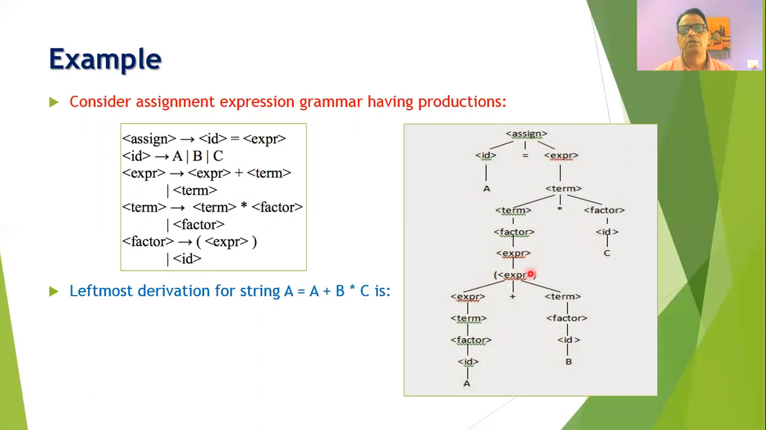Then the expression can be further replaced by expression plus term, where expression can be replaced by term, term can be replaced by factor, factor can be replaced by ID, ID can be replaced by a. Similarly, this term can be replaced by factor, factor can be replaced by ID, and ID can be replaced by b. So ultimately, we will have the expression a is equal to a plus b star c. So this is the parse tree for this given input string. And now we can say that the input string belongs to this grammar. So syntactically, the input string is correct as far as this grammar is concerned.